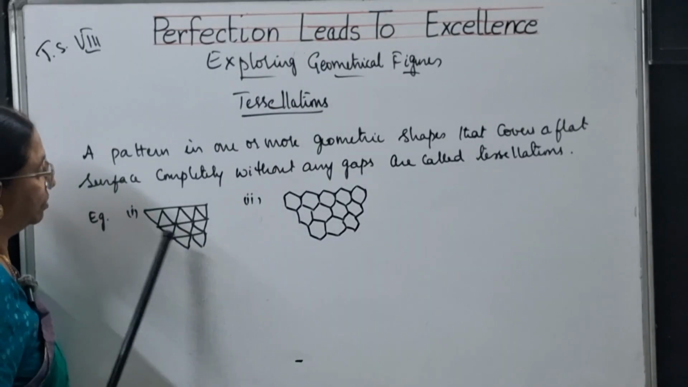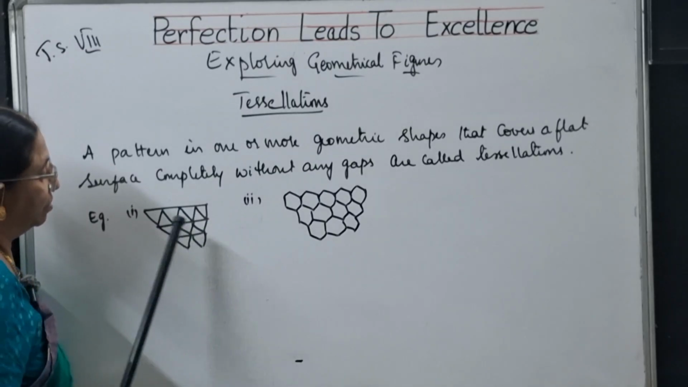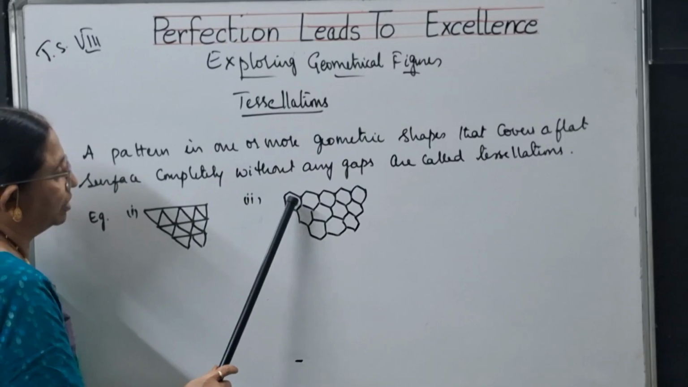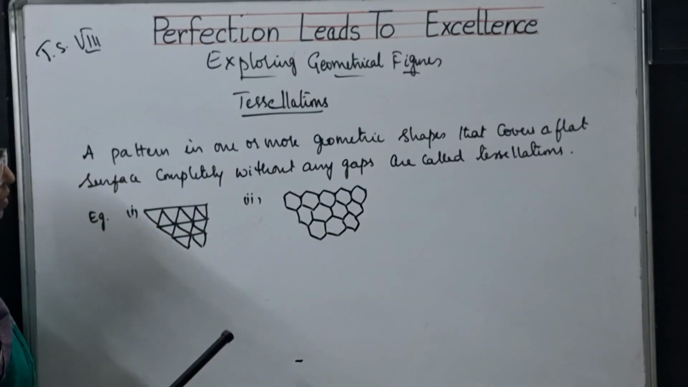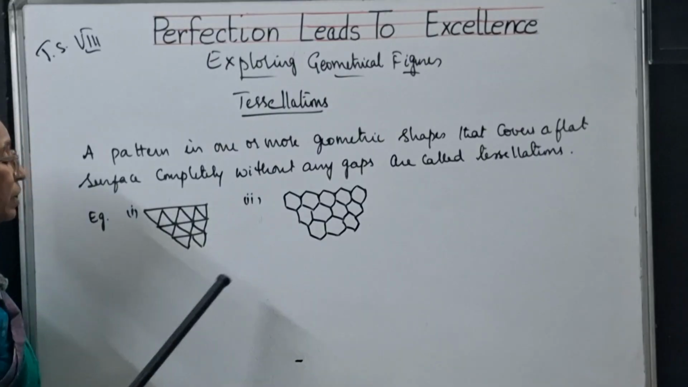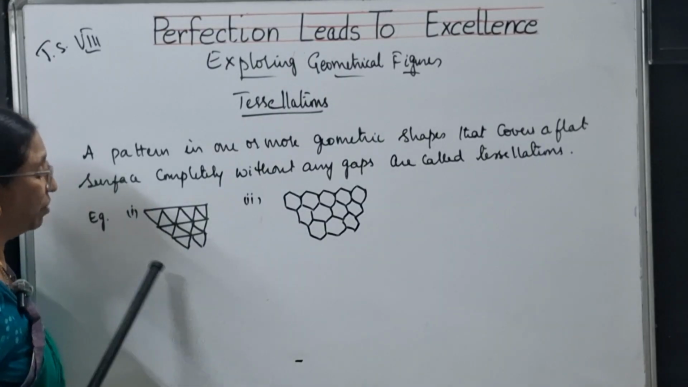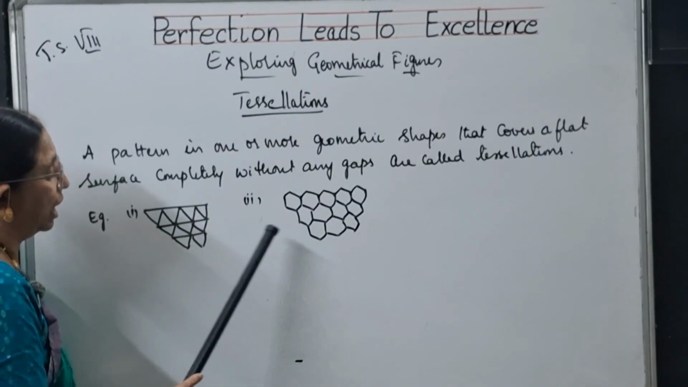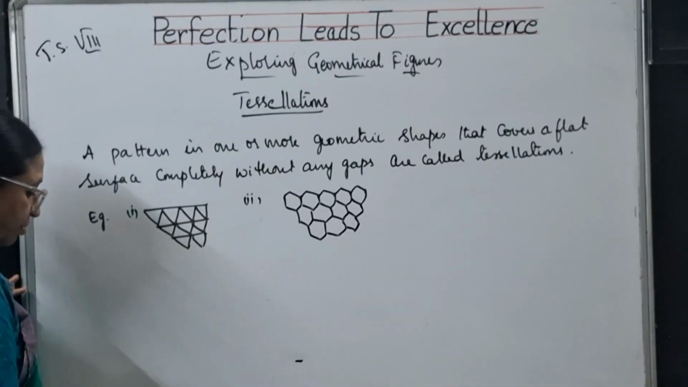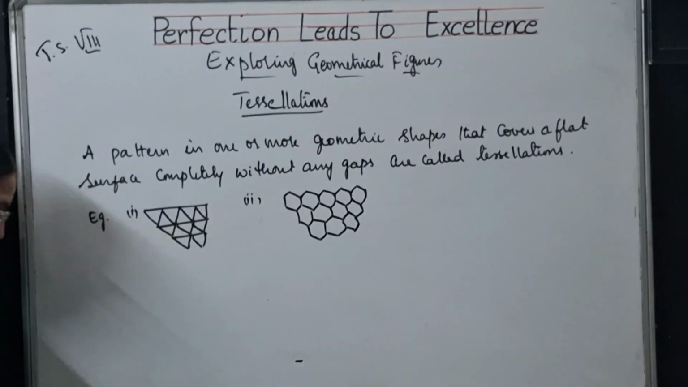So some examples, say I have drawn two types of tessellations. This is the one which has formed with the triangles, this with hexagons. So like this, certain geometric figures lie upon a flat surface without any gap between them. Those are all called as tessellations, children. Please note down.